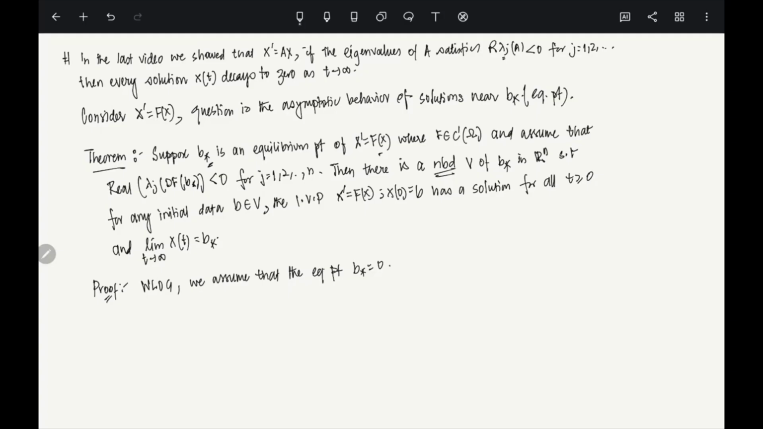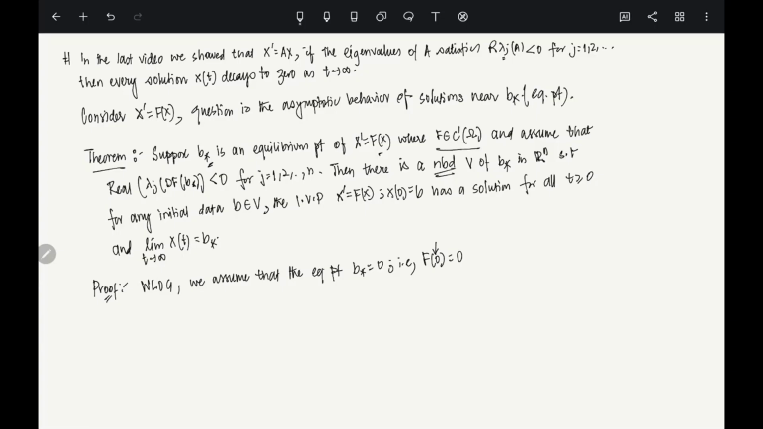So I'm going to choose B star to be 0. Basically, I'm assuming that the equilibrium is located at the origin. That is, f of 0 is 0. 0 is always there. That is the equilibrium point definition. And this is V star, so I'm choosing it to be 0. Is it okay? Now, f is a C1 function.